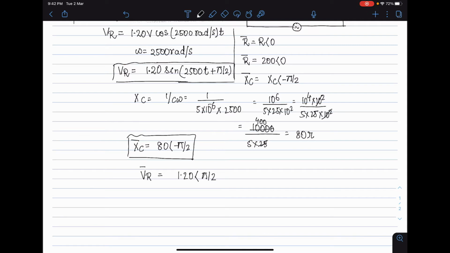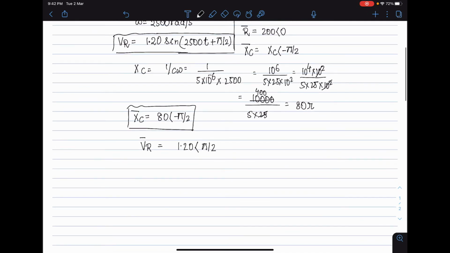So it is 1.20, that is the maximum value, and the angle is pi by 2. Now VR phasor you can also write as I phasor into R phasor, correct? No, V is equal to IR. So that is the beauty of this phasor method. You can just use the conventional method which we are using.